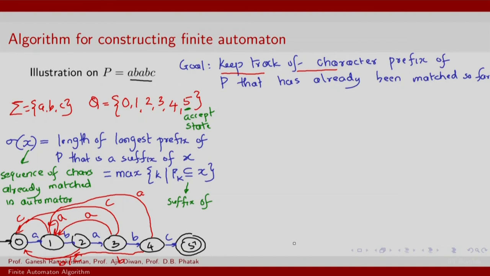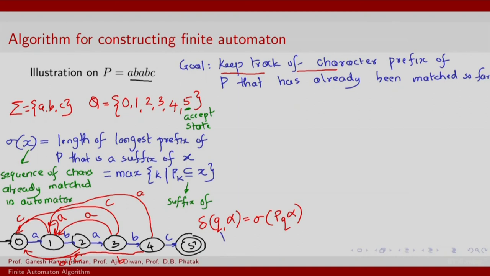Now, what does this translate into? Summarily, what we are saying here is that the delta, the transition from a particular state Q on seeing any particular character alpha, will be sigma of the prefix of the pattern P that led me to Q, that is PQ, but appended with alpha.